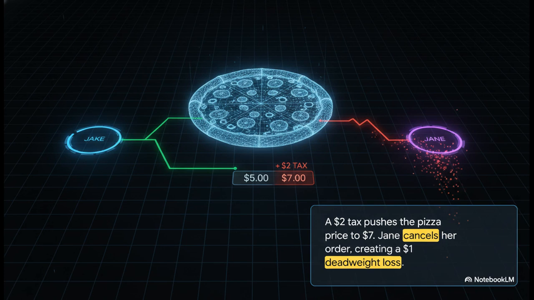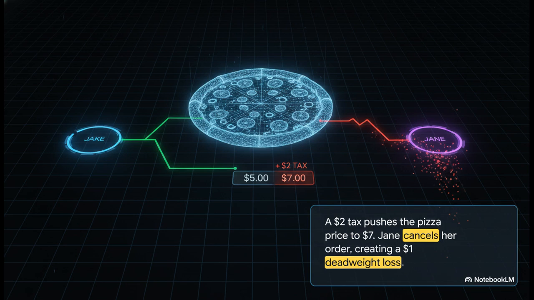Imagine 2 users, Jake and Jane, and they're buying pizza. The price of a pizza reflects the cost of making it, which is $5. Jake values the pizza at $8, so he gets a $3 surplus value. Jane values it at $6, getting a $1 surplus. Everyone's happy, right? But then the system architect adds a $2 tax, pushing the price up to $7. Jake still buys it because his $8 value is higher than $7. The government gets its $2.